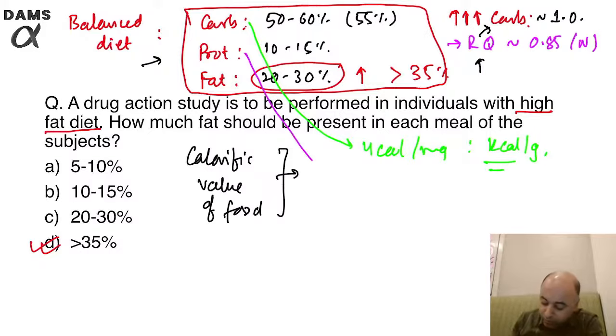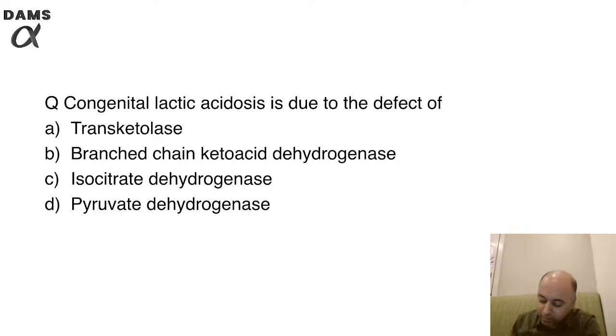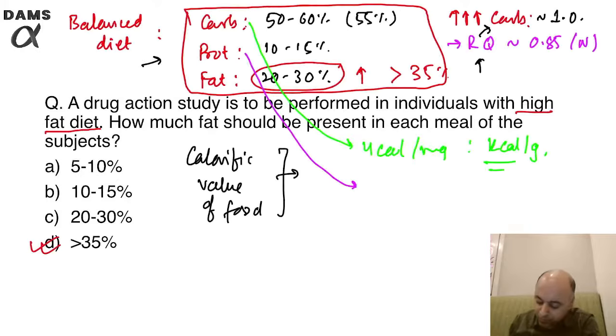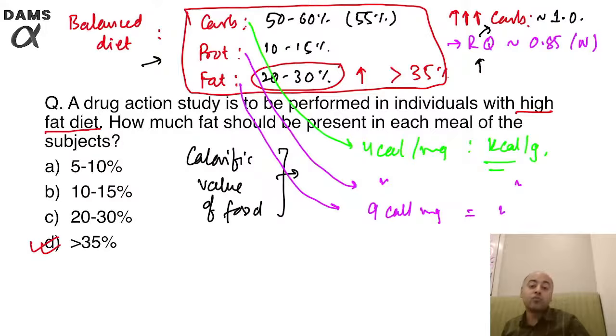Similarly, for proteins, it will again be 4 calories per milligram or 4 kilocalories per gram. For fats, it should be 9 calories per milligram or kilocalorie per gram. So values are 4, 4 and 9 for carbohydrate, protein and fat, if you have to calculate the calorific value of the food.